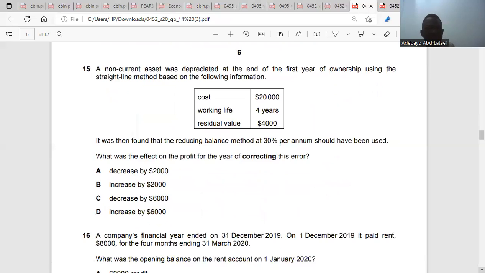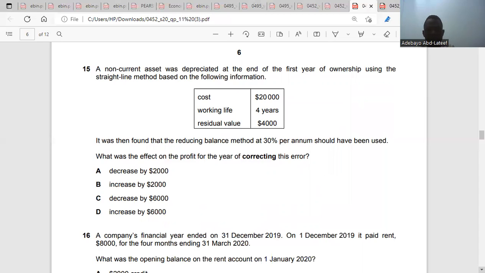A non-current asset was depreciated at the end of the first year of ownership using the straight line method based on the following: cost, working life, and residual value. It was then found that the reducing balance method at 30% per annum should have been used. What was the effect on the profit for the year of correcting this error? So first we have to do 20,000 minus residual value 4,000, divided by the number of years, 4.